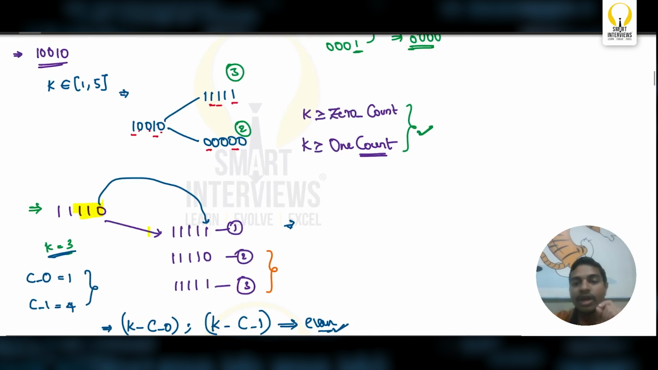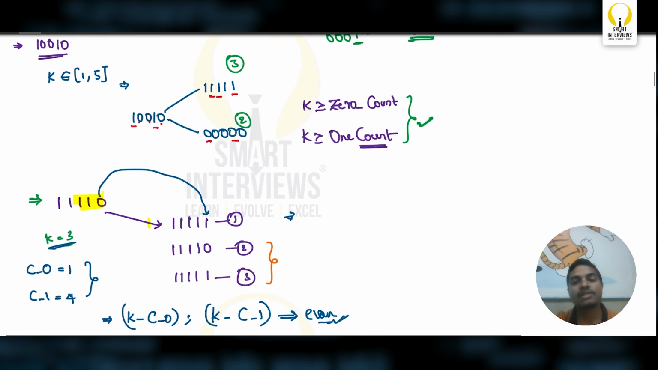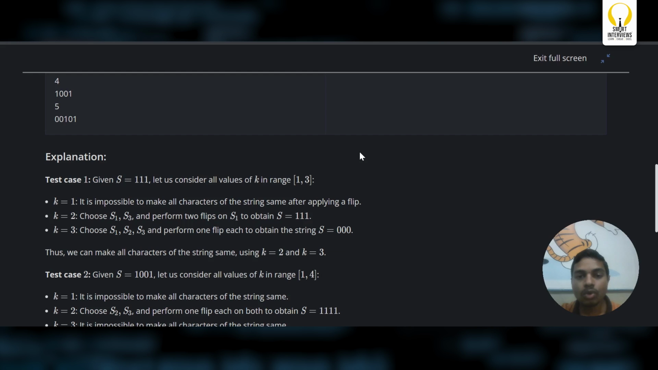So always k minus count of zeros or k minus count of ones should be even, and k should always be greater than or equal to count of zeros, and k should always be greater than or equal to count of ones. Okay, let us go over to convert this logic to code.